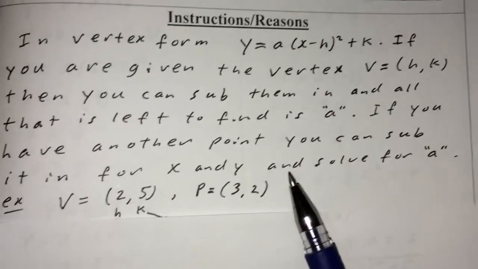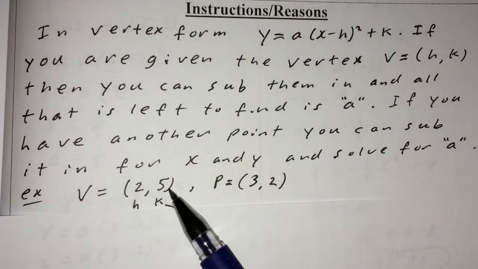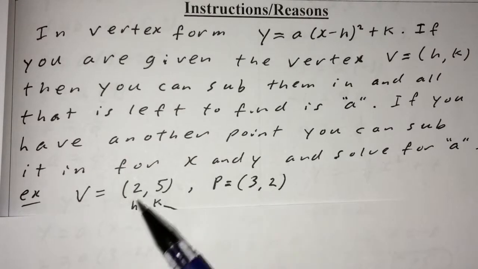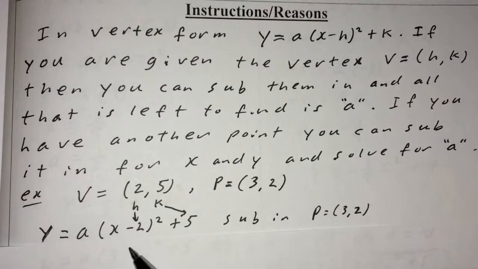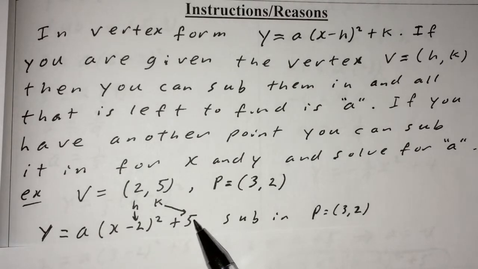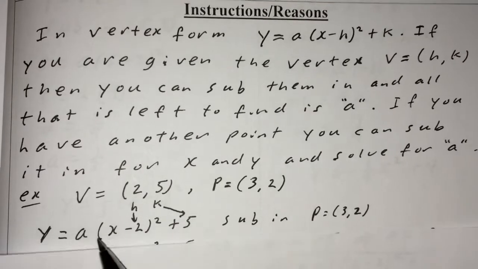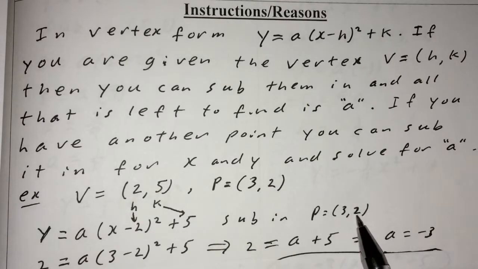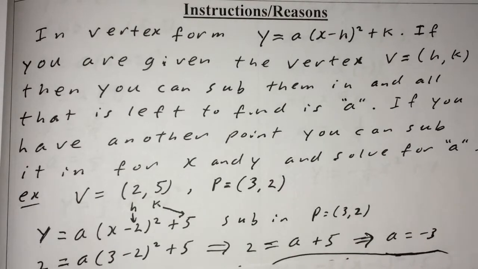A quick example of this would be if you've been given the vertex (2, 5) and some point (3, 2). These are two points on the curve, but the vertex is convenient because we can sub it right into this form. So we sub the h in right there and the k in there. Then you can sub in the point, x and y for x and y. The y coordinate is 2, so I'm going to put it where the y is. The x coordinate is 3, I'm going to put it where the x is.